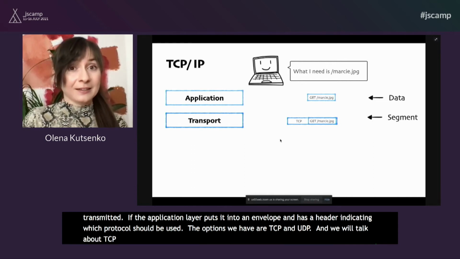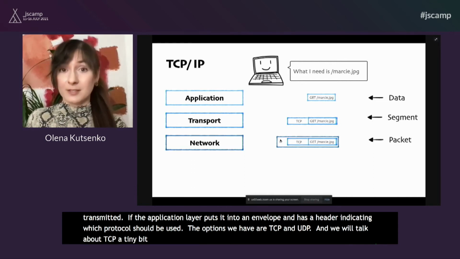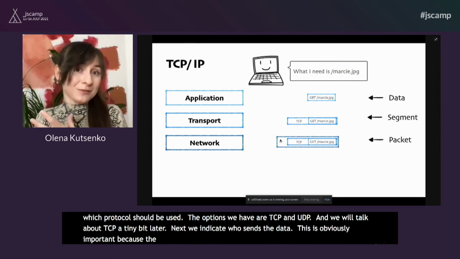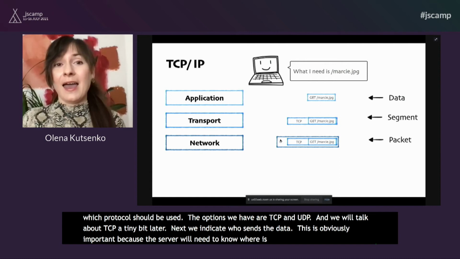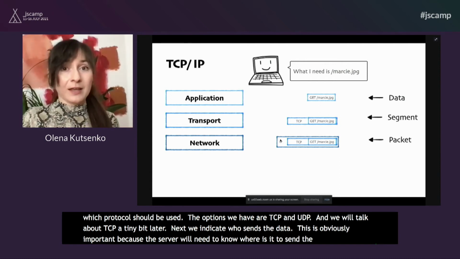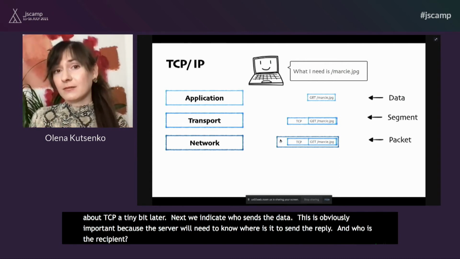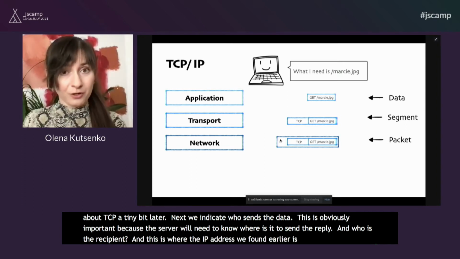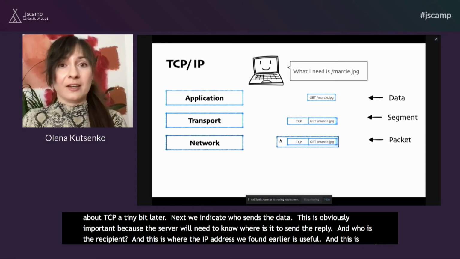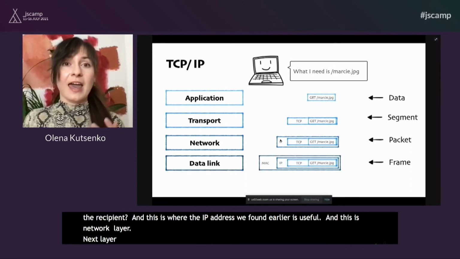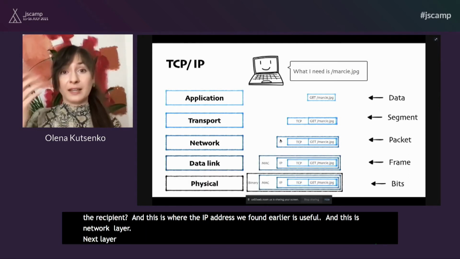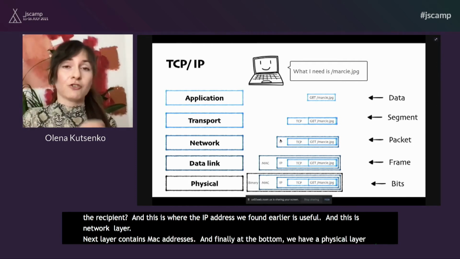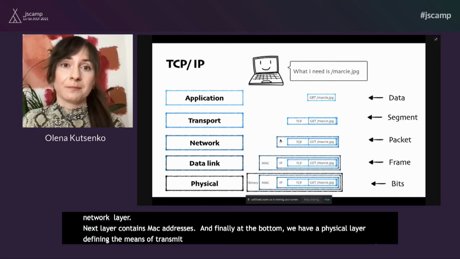Next, we indicate who sends the data. This is obviously important because the server will need to know where to send the reply. And who is the recipient. And this is where the IP address we found earlier is useful. And this is the network layer. The next layer contains MAC addresses. And finally, at the bottom, we have the physical layer defining the means of transmitting raw bits over cables.